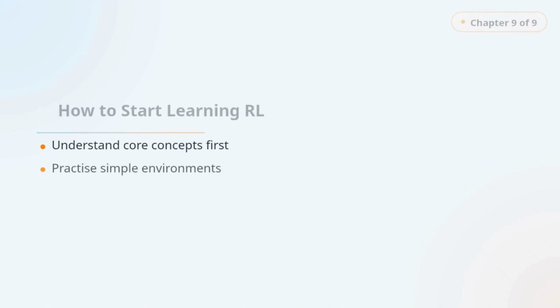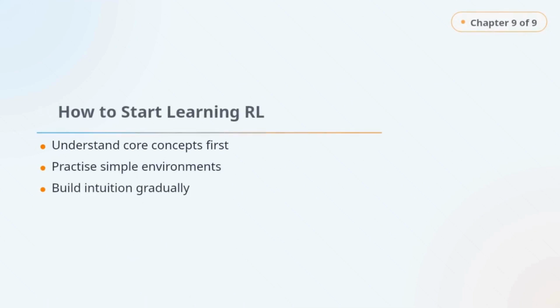If you are starting with reinforcement learning, first become comfortable with the basic terms like agent, environment, state, action, reward, and policy. Then move to small practice environments where you can clearly see how the learning loop works. Don't rush into advanced algorithms immediately. Build intuition first, because once the foundations are clear, the more technical parts become much easier to understand.